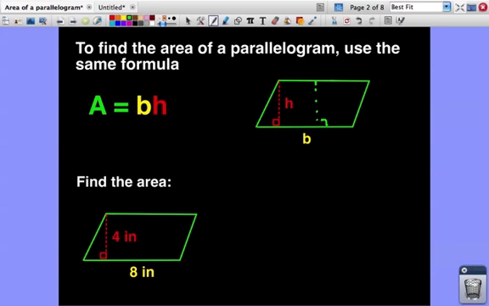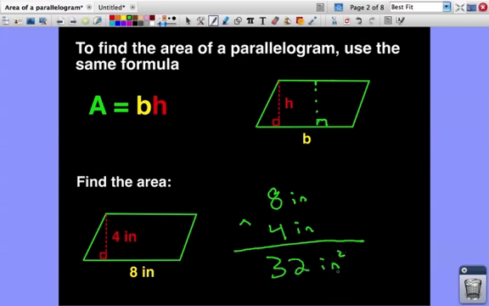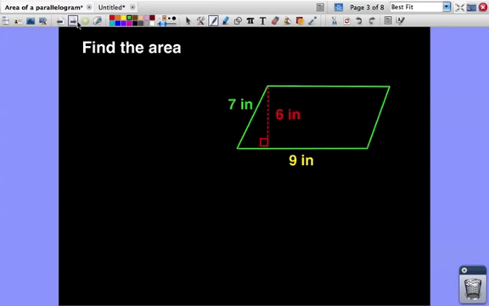Now, let's take a look at an example like this. I want to find the area, and I have a parallelogram with a 4-inch height and 8-inch base. I'm going to do the exact same thing that I did for my rectangle. I'm just going to take my base, 8 inches, and multiply it by my height, 4 inches. And then 8 times 4 is 32 inches squared. Remember, when we find the area, we always have our square units, because we're multiplying inches times inches, which is inches squared. So 32 inches squared, and I'm done. There's my area for this parallelogram. Pretty simple. So let's look at two more examples, and that's going to be it for this video.